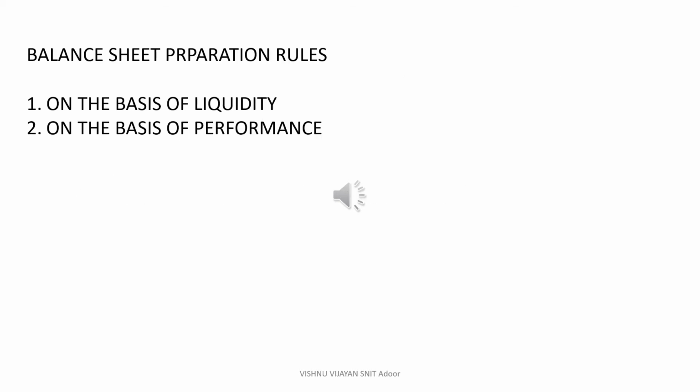Next one, preparation of balance sheet. There are two types of preparation rules for a balance sheet. That means we can prepare a balance sheet by two methods: on the basis of liquidity and on the basis of performance. This clearly means we arrange assets and liabilities in a particular manner. So the arrangement of assets and liabilities in a balance sheet can be done through two types. The first is on the basis of liquidity and the second is on the basis of performance.